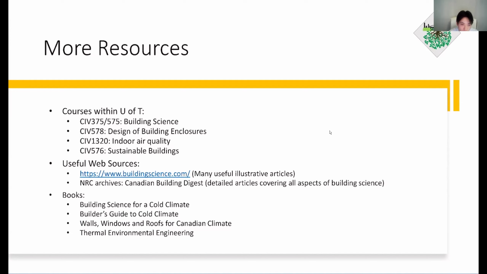And there are also a lot of useful web sources. The link I gave here is very useful, and it's not really dry. The articles on this website are pretty interesting and have a lot of illustrations, so it's easier for you to understand. And if you want to get into really detailed and technical stuff, you can also look at the Canadian Building Digest. It's in the NRC archive. You can just search for it.